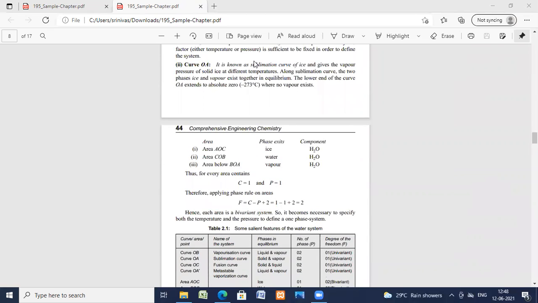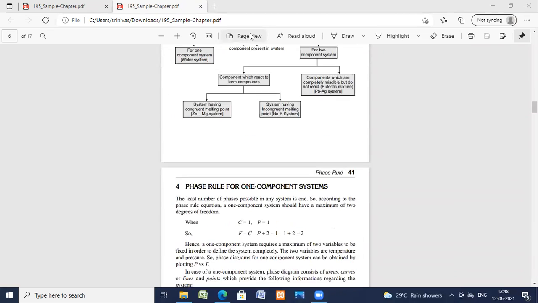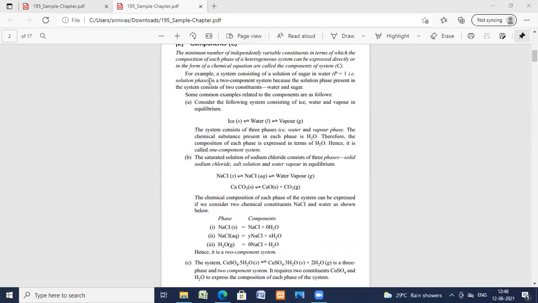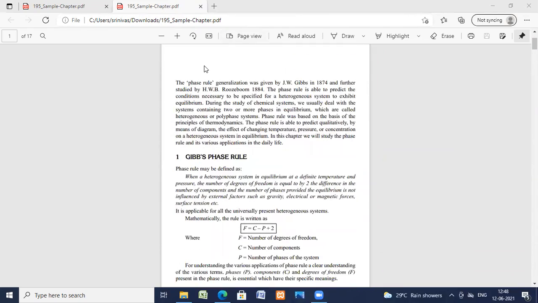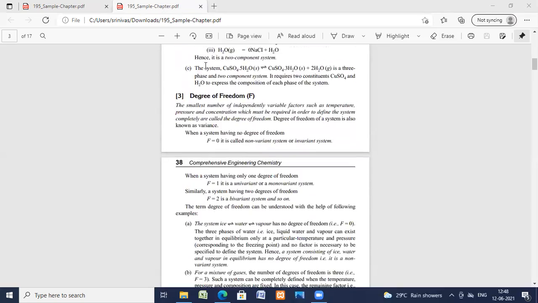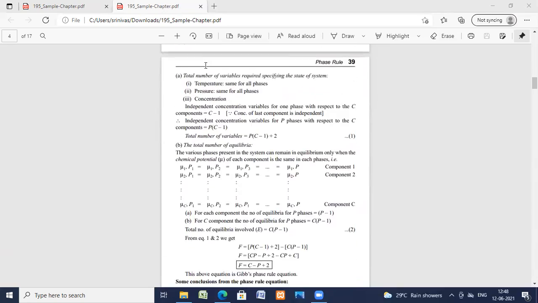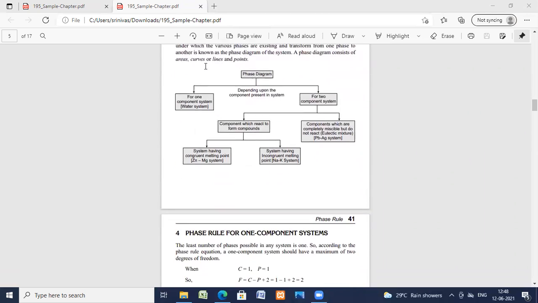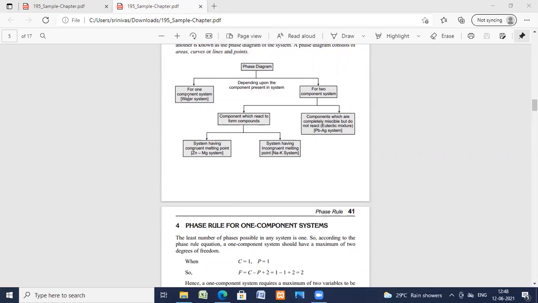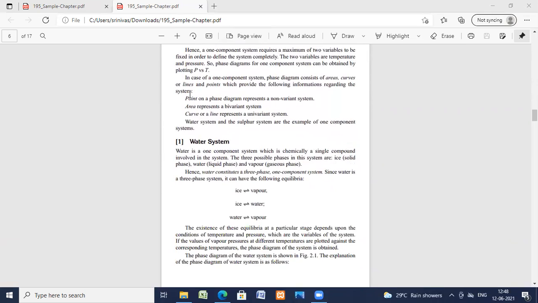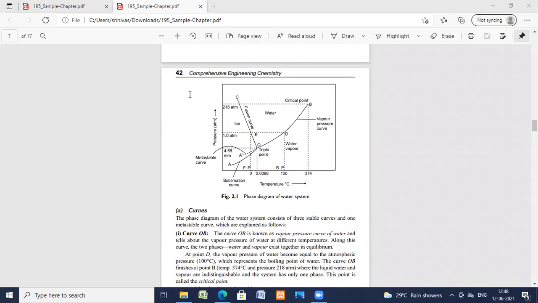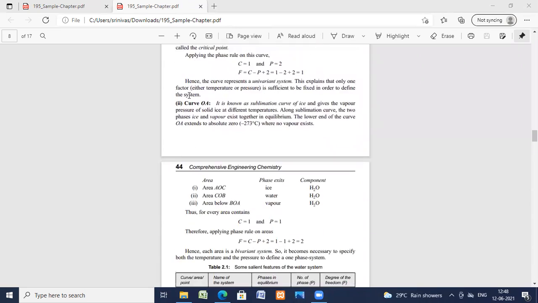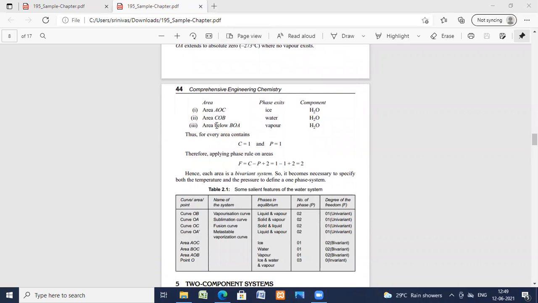I hope everybody has understood today's class. What we have discussed is the phase rule, the Gibbs phase rule. What is a component? What are degrees of freedom? What is the phase rule? How did we get the derivation? What is a phase diagram? What is the classification? Under this, we have seen the one component system, that is the water system, and we have drawn the diagram. What are the curves OA, OB, OC, OC prime, and what are the areas? What is a triple point?